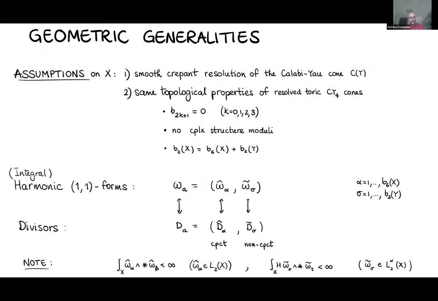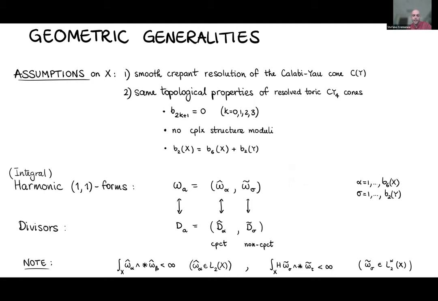Okay, so now I'm afraid I need to introduce some geometric generalities because I'll need them later, and you can tell me if this is too boring, too obvious, or too hard, and I'll adjust accordingly. So I'll need to make a few assumptions on the geometry X, this resolved Calabi-Yau cone. So first, I'll assume that it's a smooth crepant resolution of the Calabi-Yau cone.